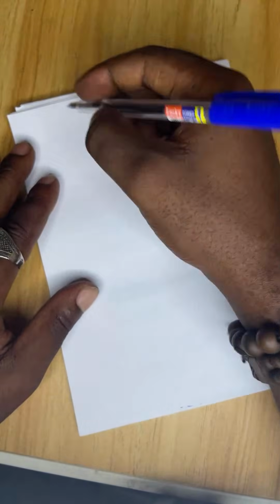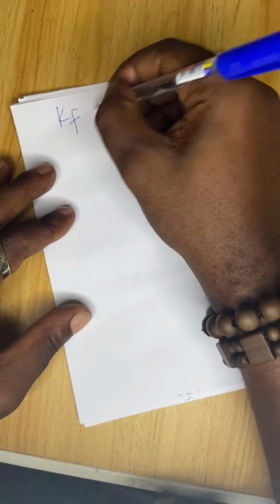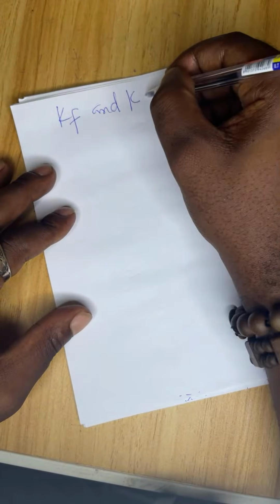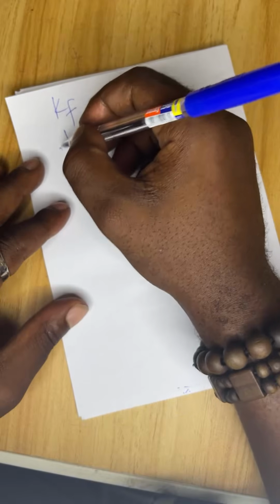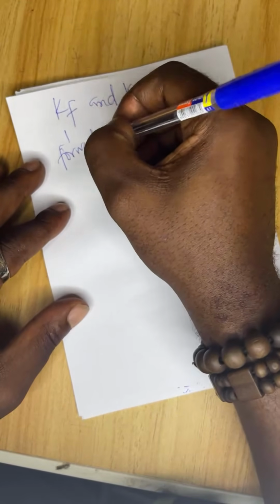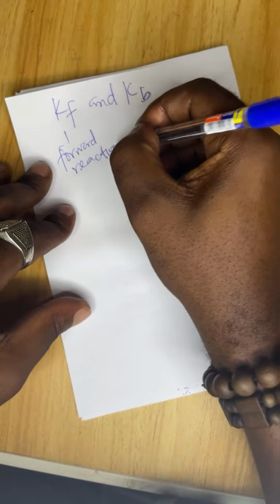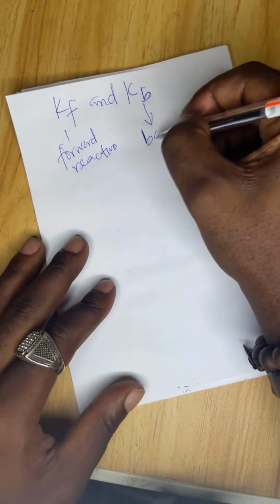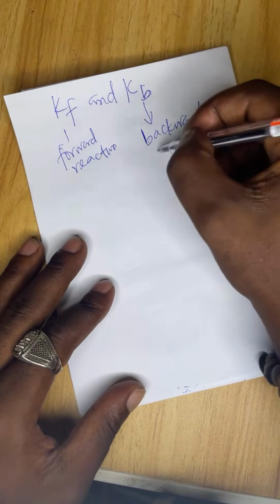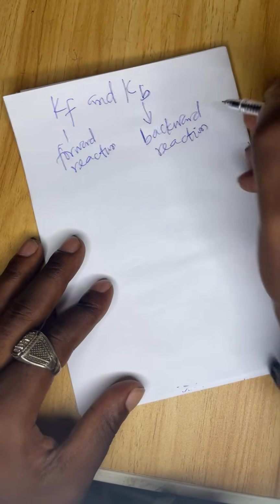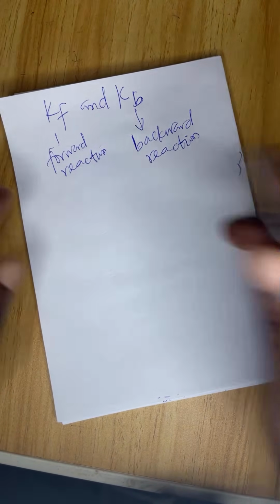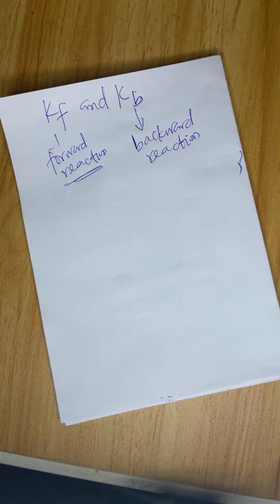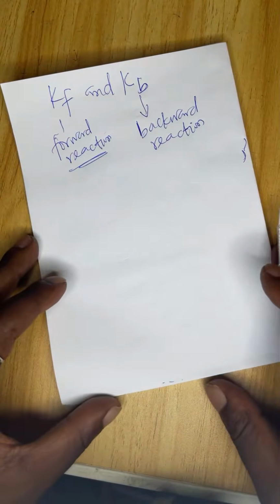Now, this one is in your JAMB question. K forward and K backward: the equilibrium constant for the forward reaction and the equilibrium constant for the backward reaction. This one is in your JAMB pack. K is the equilibrium constant, but F means forward reaction and B means backward reaction. You will see something that will happen now.